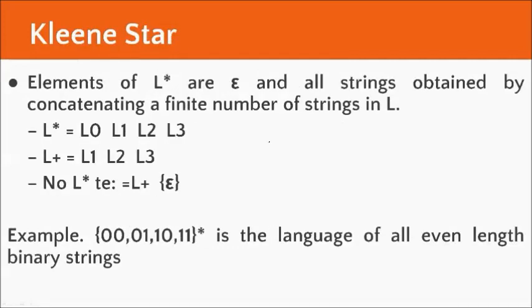So next is the Kleene star or the asterisk. If you ever see the asterisk symbol for the language L, it means the empty string and all strings obtained by concatenating a finite number of strings in the language. Okay, so these are the notations as shown on the screen. So this is the language of all even length binary strings, which is the example below. Okay.